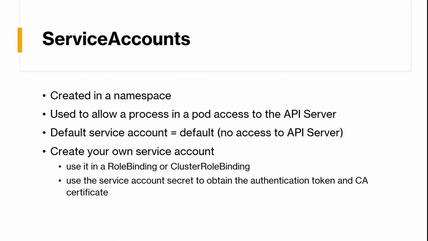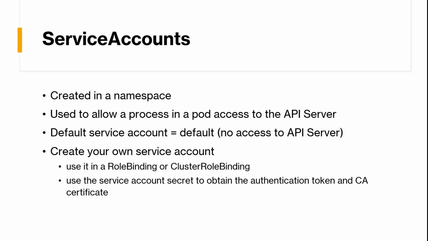Kubernetes does have an API to define service accounts, and they are created in a namespace, so they are namespaced objects. Now, what is the service account used for? It's used to allow a process in a pod to access the Kubernetes API server. If you've never defined a service account, or you never thought about this, you should realize that there is something like a default service account. If you check inside a namespace and you list service accounts, you'll find that there is a default service account. But that default service account has no access to the API server. It hasn't been granted specific access rights.